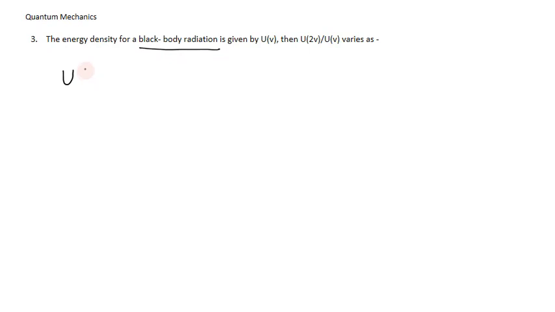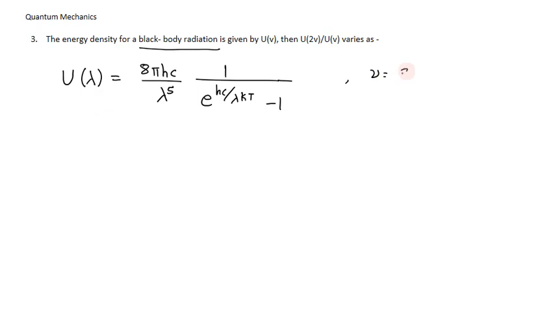So for black body radiation, the energy spectral density u, I remember mostly in terms of lambda. It is 8πhc/λ^5 times 1/(e^(hc/λkT) − 1). This is the general expression for energy density of a black body radiation, and I can always substitute ν = c/λ, which implies λ = c/ν, to get it in terms of ν. Let's substitute λ = c/ν.